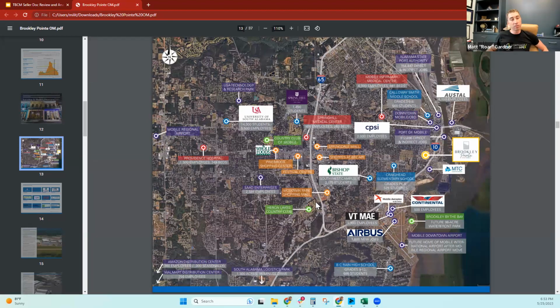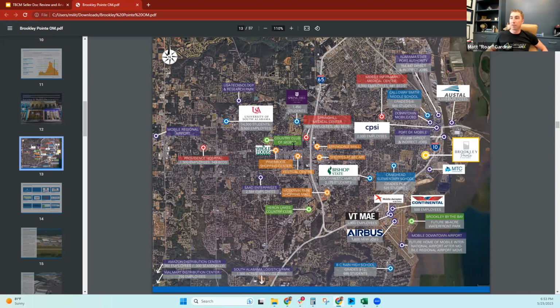Beyond that, it's really just a matter of knowing the area and driving around, getting some boots on the ground, talking to property managers, and seeing how desirable the actual area is. So this one is, where are we? We're somewhere down here, right? Brooklyn by the Bay, Brooklyn Point. Okay, here it is. And so here's the property itself.